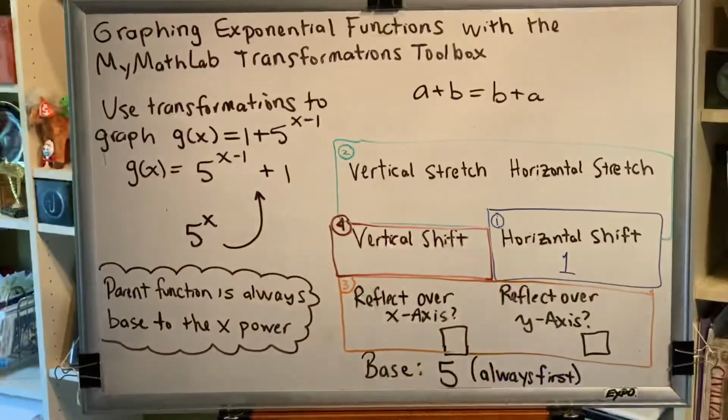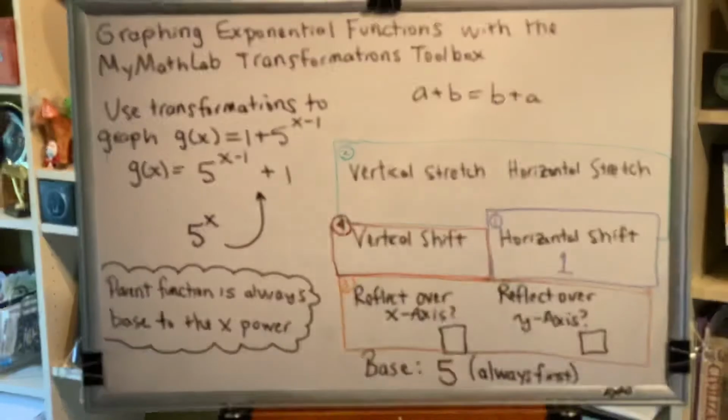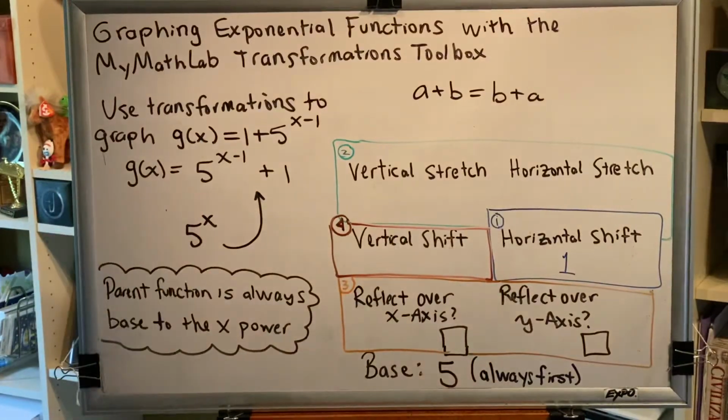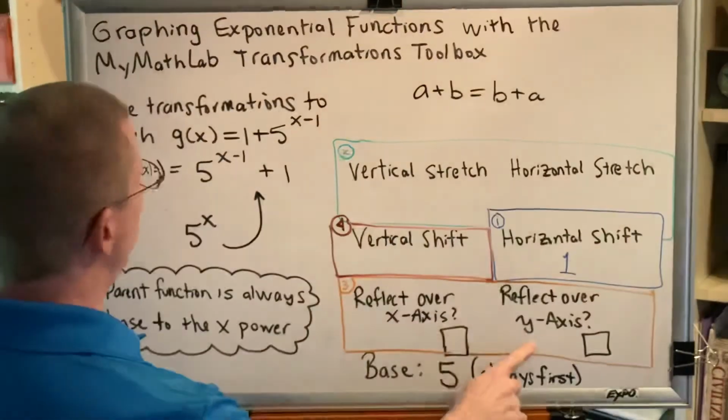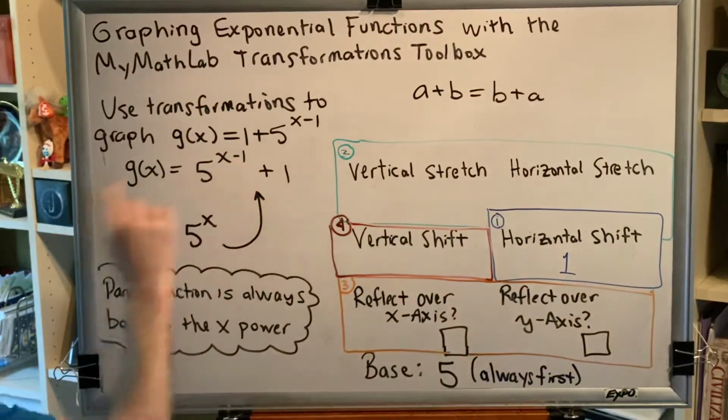for our horizontal shift. Next thing you should check for is vertical stretching or horizontal stretching, which would be multiplication by a number, which we don't have. Next, you would check for reflections, which would be a negative, which we do not have. This is not a negative, that is subtraction.